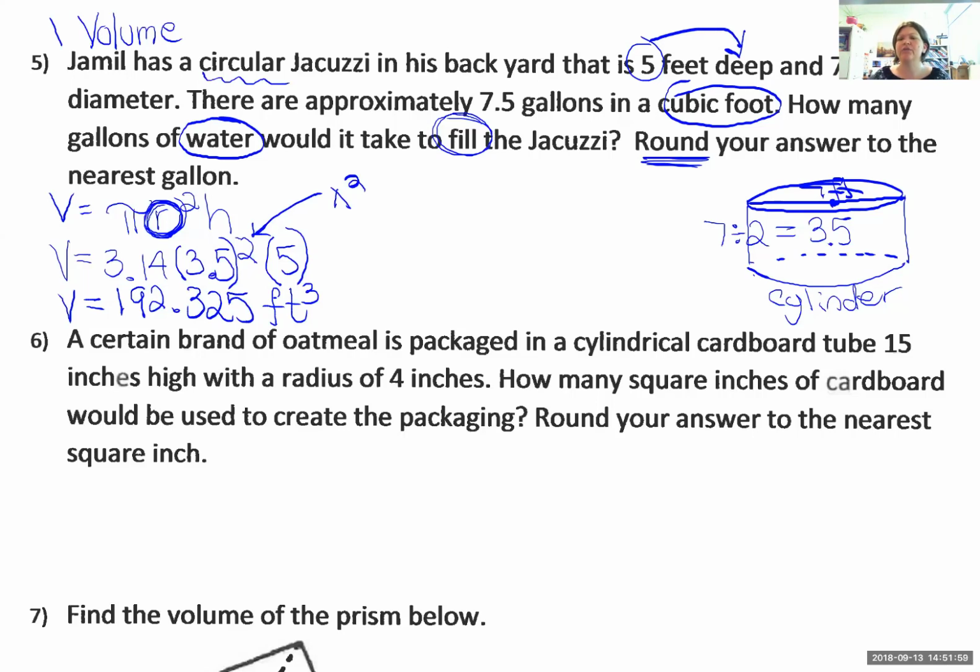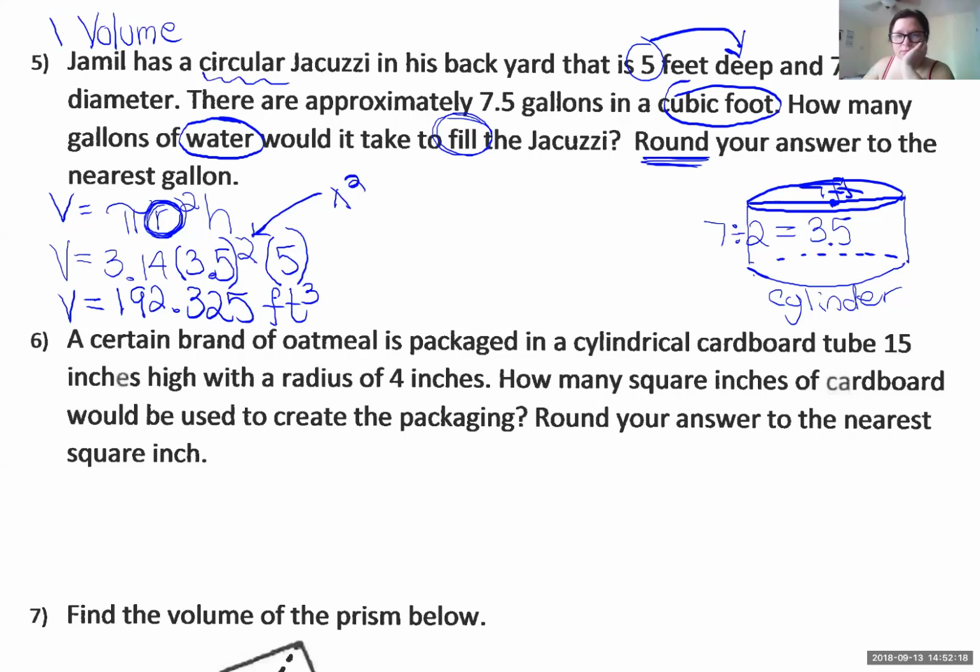Now, we know that there's 7.5 gallons in each cubic foot. That means in the first cubic foot, there'd be 7.5 gallons. And in the second cubic foot, there'd be another 7.5 gallons. In every one of these 192 cubic feet, I would find 7.5 gallons. Does that make sense? Yes.